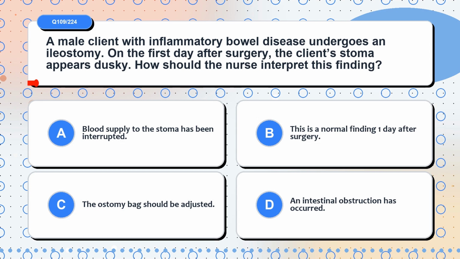Question 109. A male client with inflammatory bowel disease undergoes an ileostomy. On the first day after surgery, the client's stoma appears dusky. How should the nurse interpret this finding? Here are the options. Option A, blood supply to the stoma has been interrupted. Option B, this is a normal finding 1 day after surgery. Option C, the ostomy bag should be adjusted. Option D, an intestinal obstruction has occurred.